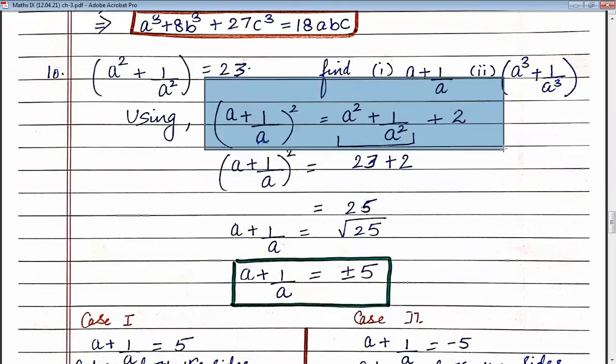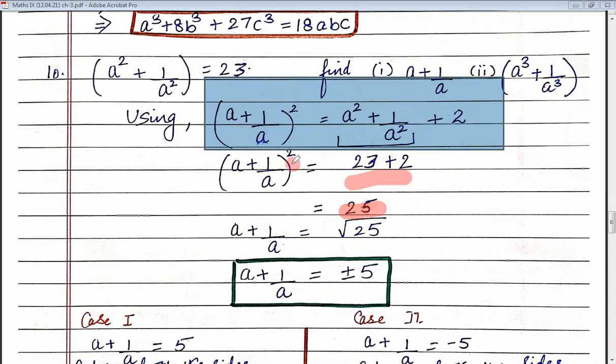So here we are going to use the identity that is a plus 1 upon a whole square. So here the formula is a square plus 1 upon a square plus 2. Okay, and here already the value of a square plus 1 upon a square is given. You can see that it's given as 23. So it is 23 plus 2. So 23 plus 2 is equal to 25.